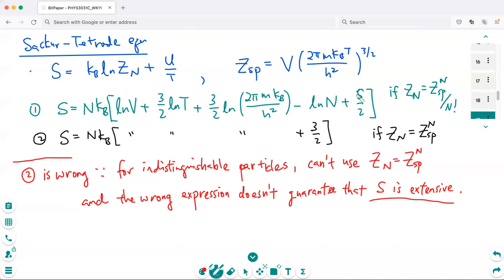This year I only get very little. But then the key is this. So one student got it right. We need to make sure S is extensive, right? So how do we do that? So you go ahead, you go to, now, the easiest one is to look at 1. Then you will know why 2 is wrong.